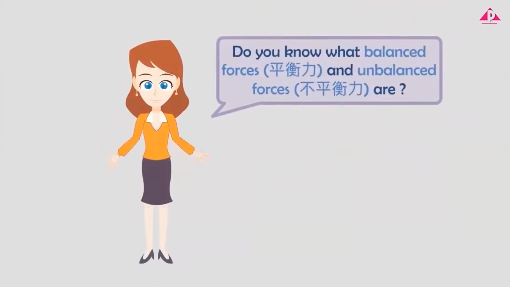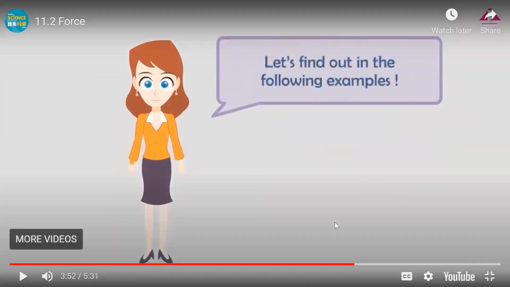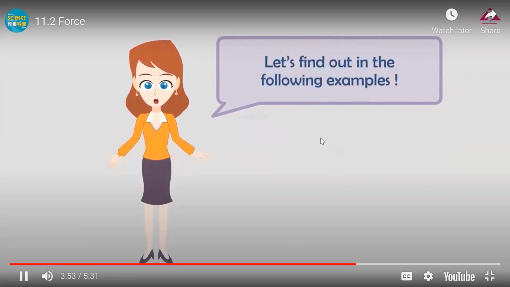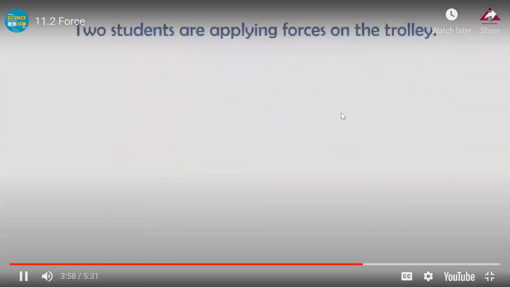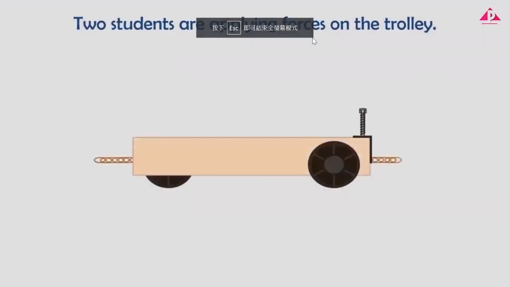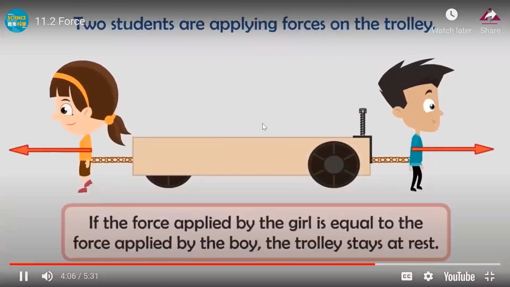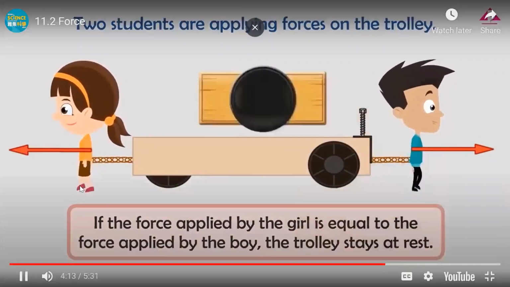Do you know what balanced forces and unbalanced forces are? Balanced forces are forces that cancel out, unbalanced forces do not. Let's find out in the following examples. Two students are applying forces on the trolley. I have played this before. If the force applied by the girl is equal to the force applied by the boy, the trolley stays at rest.